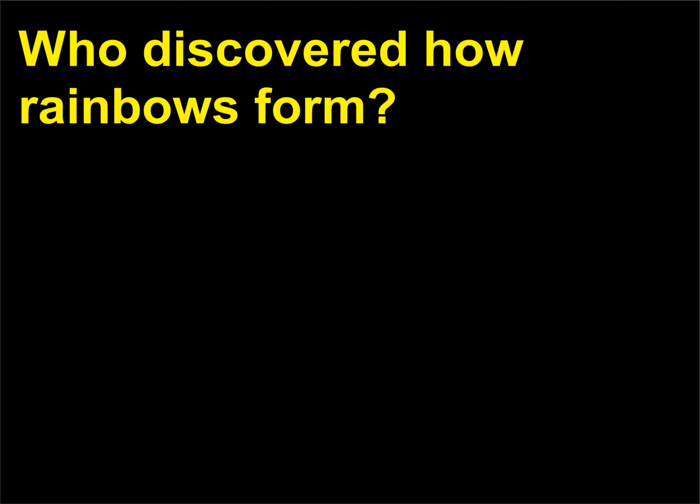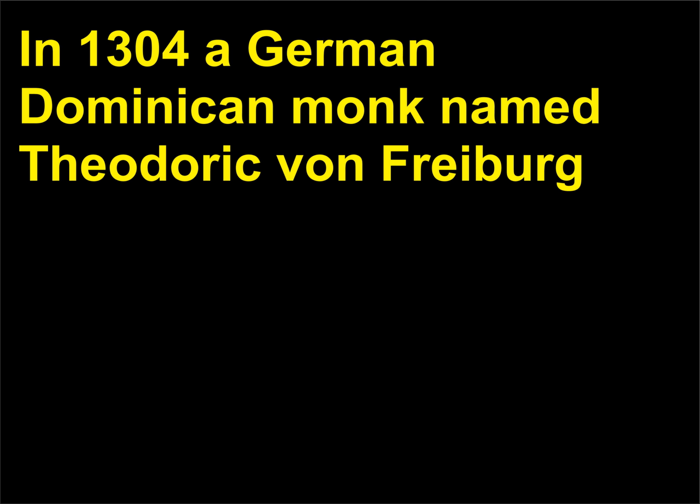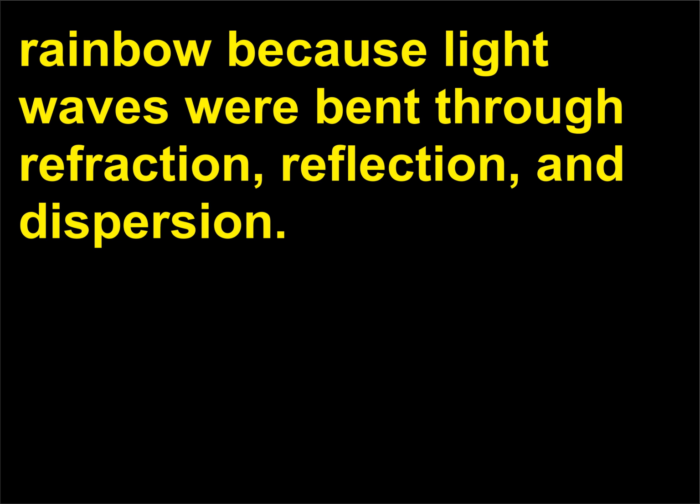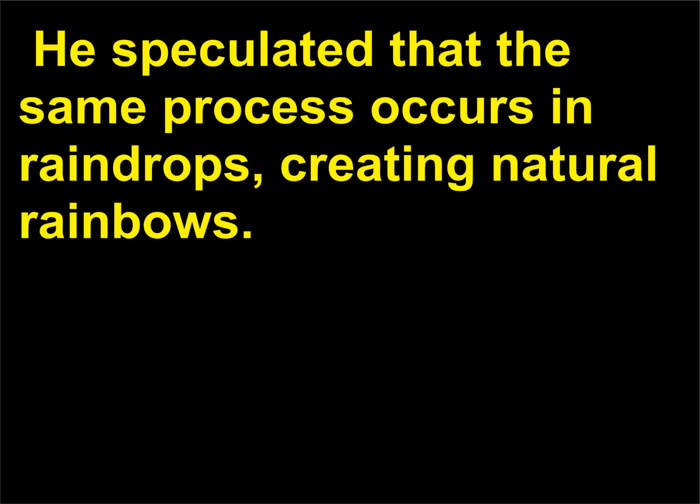Who discovered how rainbows form? In 1304, a German Dominican monk named Theodoric von Freiburg, 1250-1310, showed that light passing through a large glass globe filled with water would create a rainbow because light waves were bent through refraction, reflection, and dispersion. He speculated that the same process occurs in raindrops, creating natural rainbows.